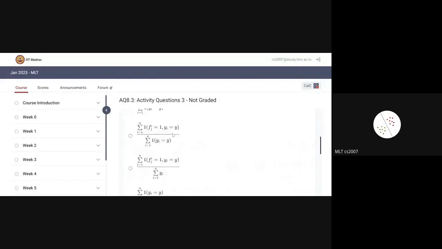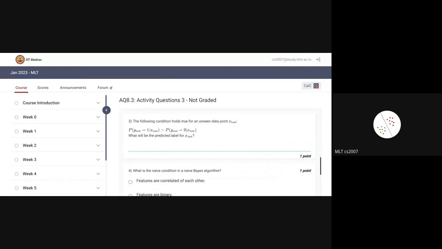Okay, so the third question is saying that the probability of one is greater than this thing. Can you make the predictions for X test? It is one, right? The answer is one. That's how we make the prediction. It means that, given the test data points, the chances of being in class 1 are greater than being in class 0, right? So we always predict 1 in this case.